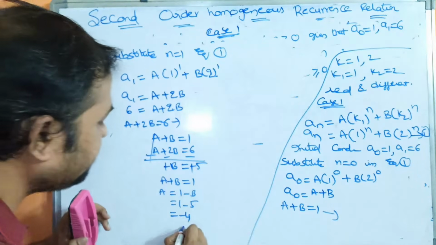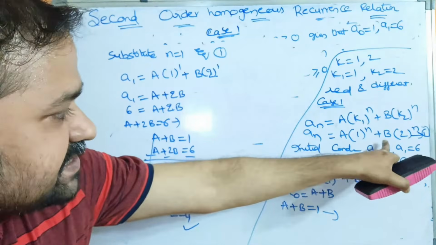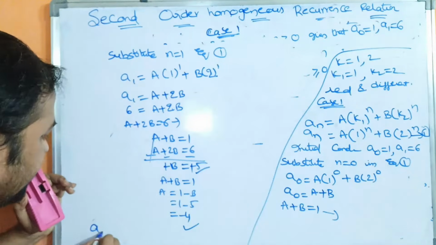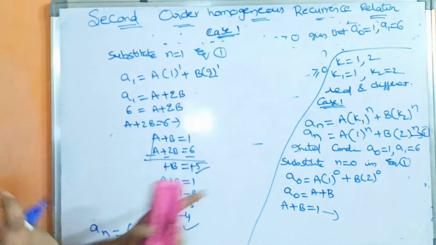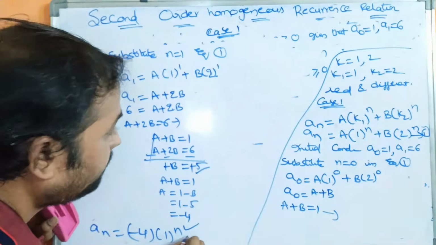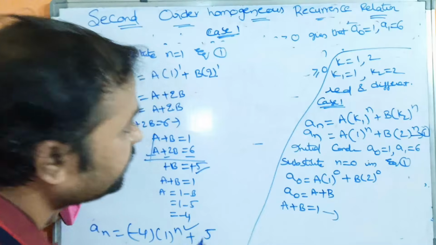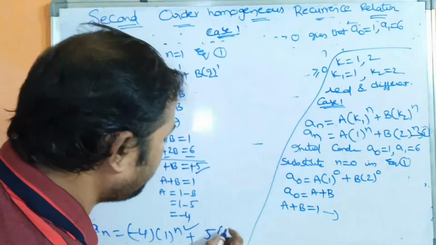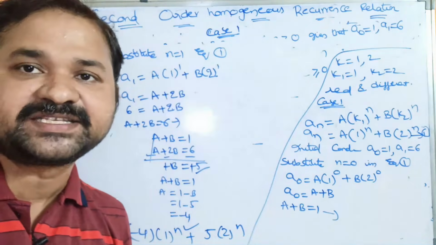Now we have to substitute these two values in our equation. What is our equation? This equation. So substitute those values: an is equal to minus 4 into minus 1 power n, plus b value, which is 5, so 5 into 2 power n. So this is the general solution for this recurrence relation.